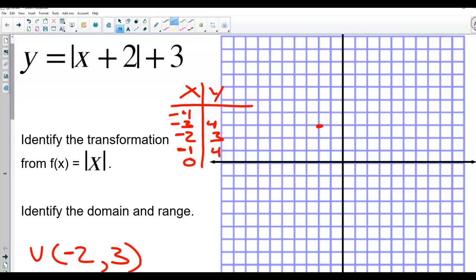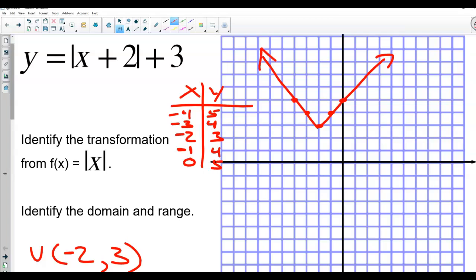0 plus 2 is 2. The absolute value of 2 is 2. 2 plus 3 is 5. So 0 gets me to 5, and -4 gets me to 5. And these are what your dots should look like. And that's what the graph should look like.